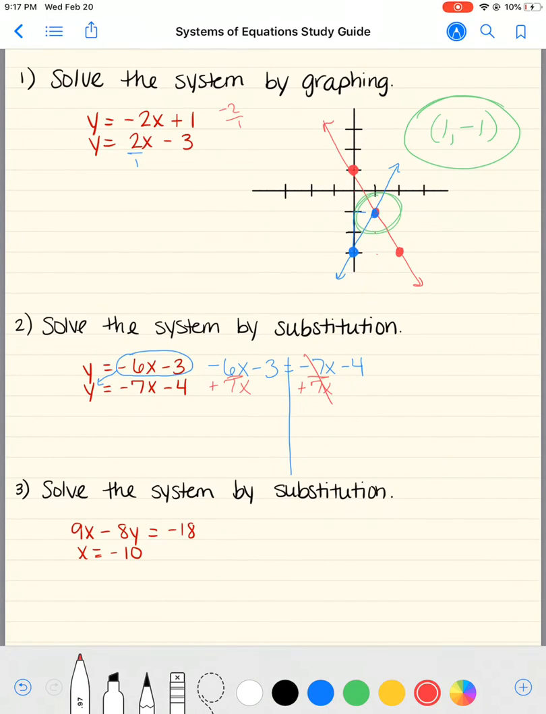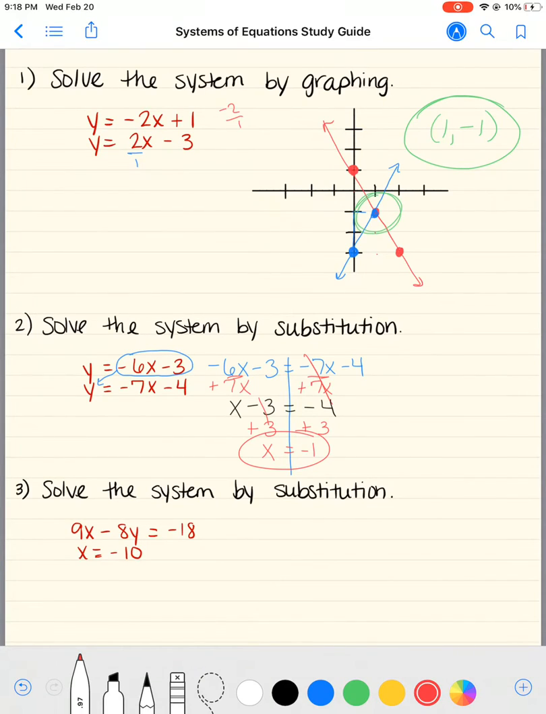Those will cancel. So on your left-hand side, we have negative 6x plus 7x would give you a positive 1x, but remember you don't need the 1 there. So I'm just going to put x. Everything else I'm going to bring down. So x minus 3 equals negative 4. And then I just need to add 3 to both sides. So x is going to equal negative 1.